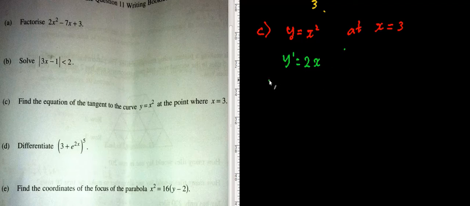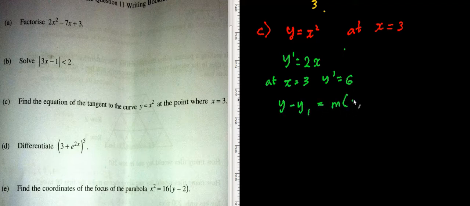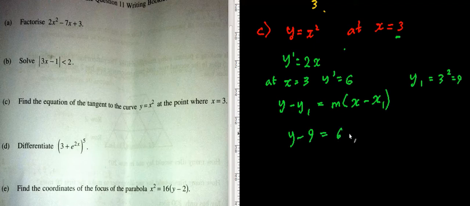So at x equals 3, y dash will be equal to 6. Now I'll use my point gradient formula: y minus y1 is equal to m times (x minus x1). I know x1 is going to be 3. I just need to figure out what y1 is. So y1 is equal to 3 squared, which is 9. So now I have y minus 9 is equal to 6 times (x minus 3).